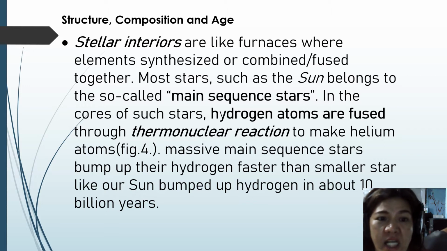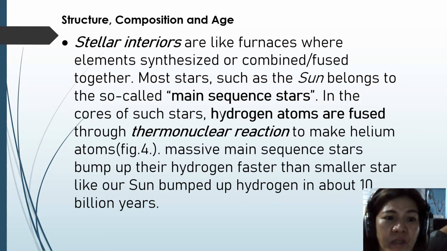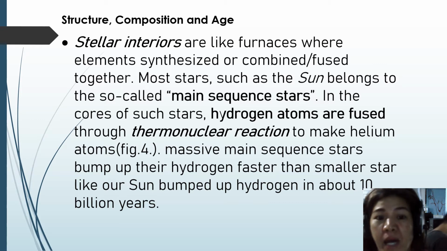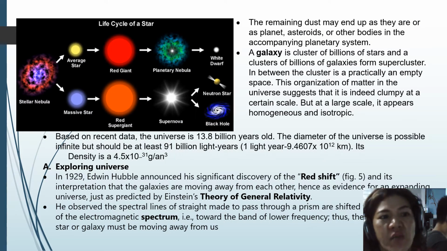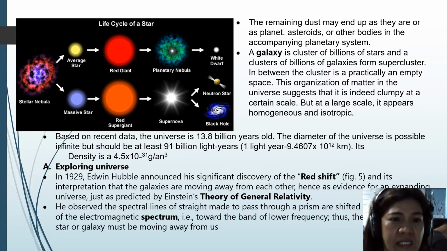Most stars, such as the Sun, belong to the so-called main sequence stars. In the course of a star's life, hydrogen atoms are fused through thermonuclear reaction to make helium atoms. Massive main sequence stars burn up their hydrogen faster than smaller stars, like our Sun, which burns up hydrogen in about 10 billion years. Here we have the illustration of the life cycle of a star. Try to look at this.